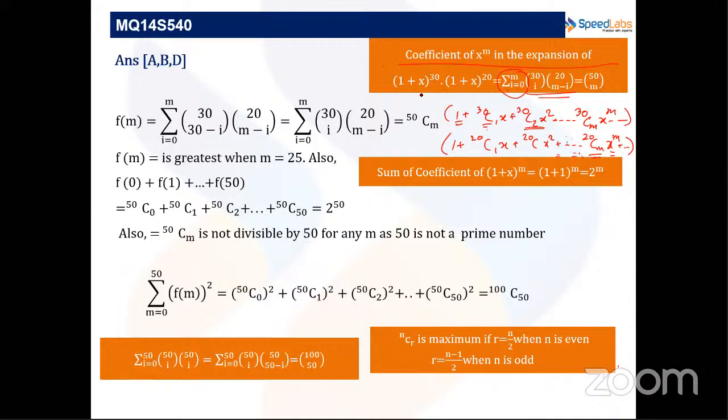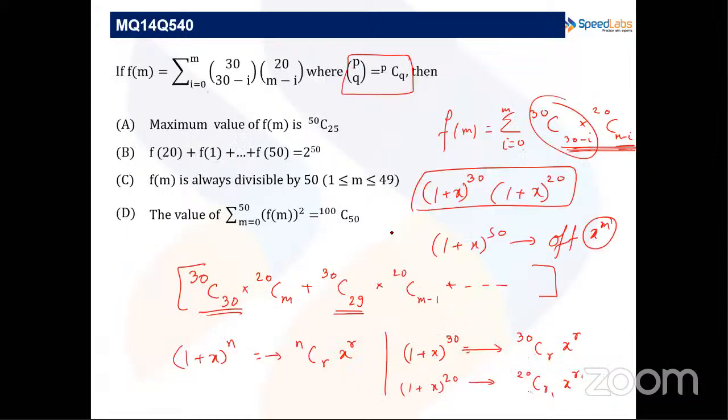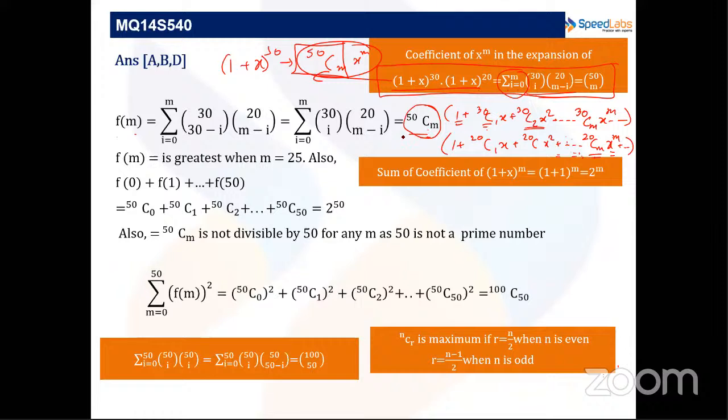So this term represents the coefficient of x to the power m in the expansion of (1 plus x) to the power 30 into (1 plus x) to the power 20. This value will be equal to 50cm, because if you take (1 plus x) to the power 50, the coefficient of x to the power m will be 50cm. So we can directly write that Fm equals 50cm. Now, moving to the options, we get the maximum value of Fm when m equals n by 2, that is 25. So option A is correct.